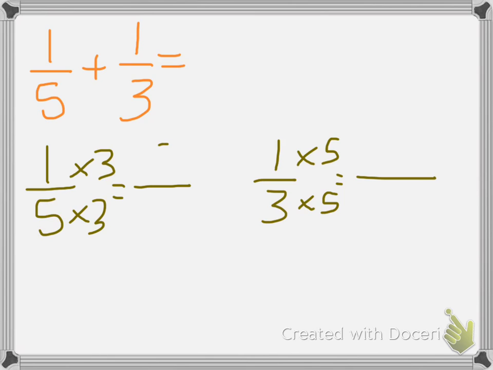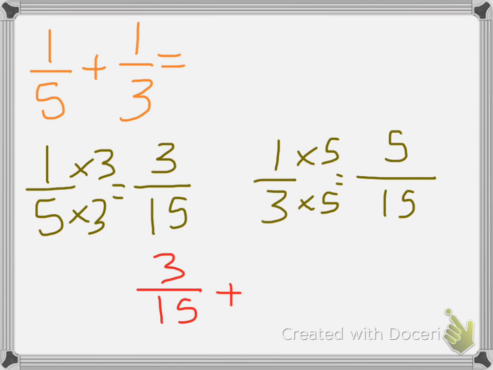1 times 3 is 3. 5 times 3 is 15. On the other side, 1/3 will multiply by 5. 1 times 5 is 5. 3 times 5 is 15. Now we can go ahead and add them together. 3 plus 5 is 8, and we're bringing the denominator across, and we get 8/15.